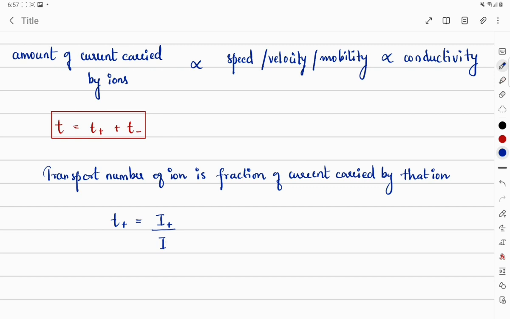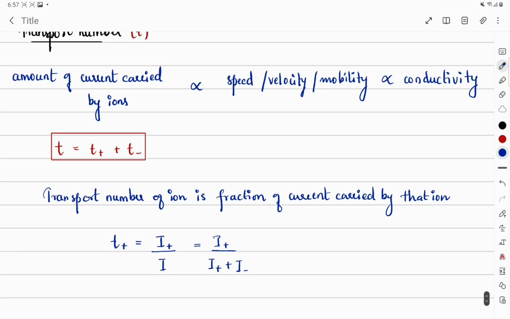But we also know that transport number T is equal to T plus plus T minus. In similar terms, we can say the total current will be the current carried by cation plus the current carried by anion. So I can write I as I plus plus I minus. So the total current carried is obviously the current carried by both ions, right? There are only two ions to carry the current. So the current carried by both of them will constitute the total current. So in terms of current, we can write it in this way.